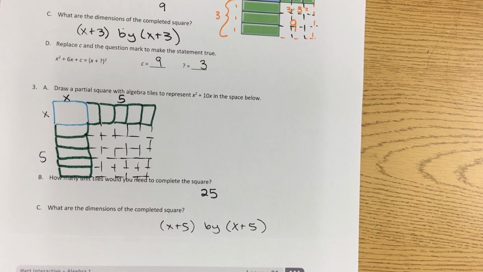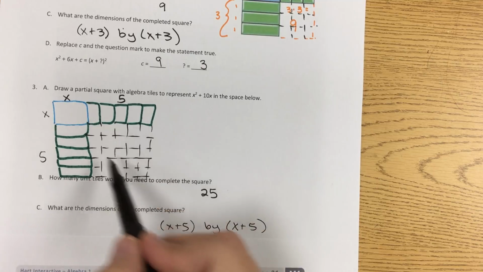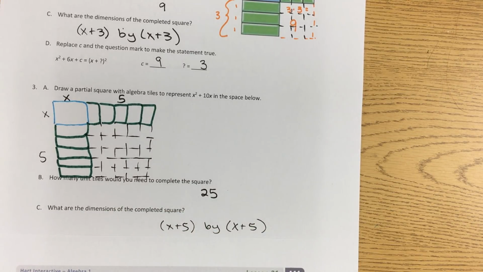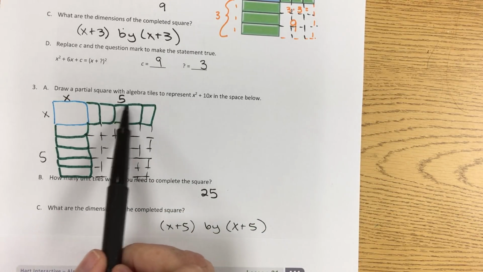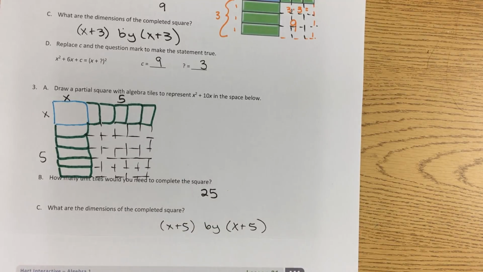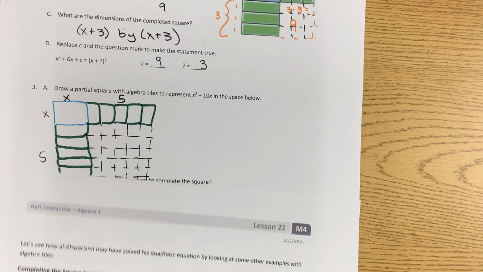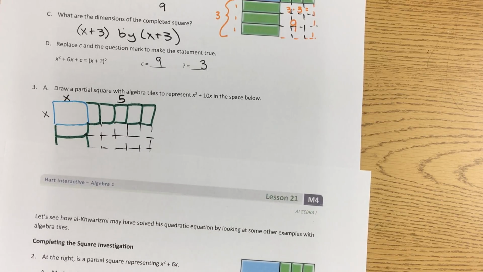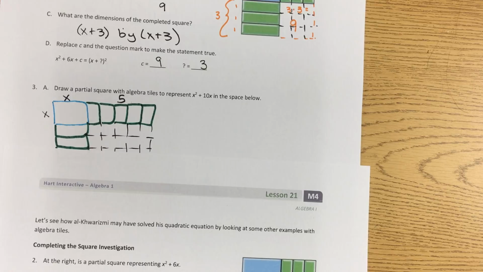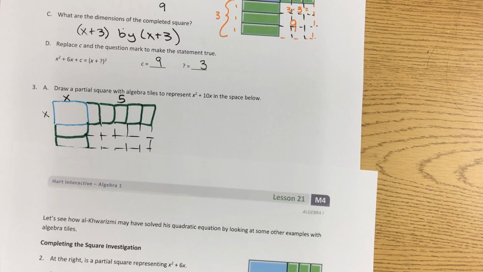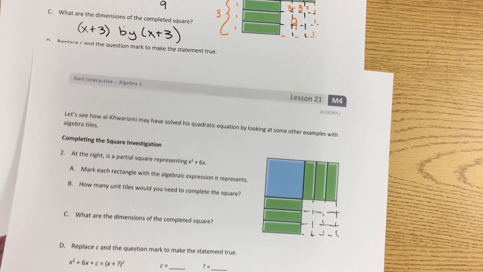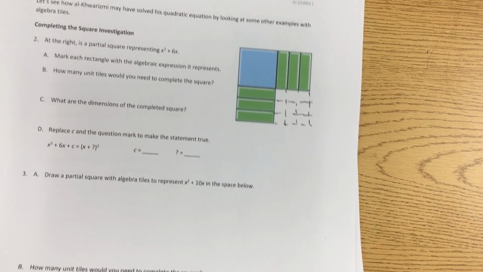Then the last one says to replace the c and question mark. So what was the c? What was the value up here? Well, we said 25. The question mark is, what is this number right here? And that number right there is a 5. Okay. Next on our list of things to do is do number 4 in your group and number 5. So pause the video to do numbers 4 and 5.